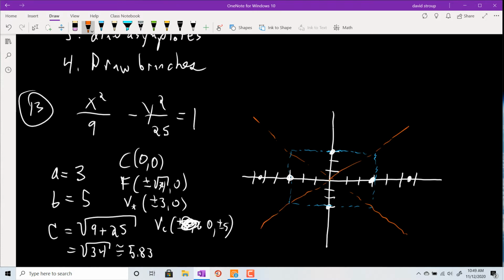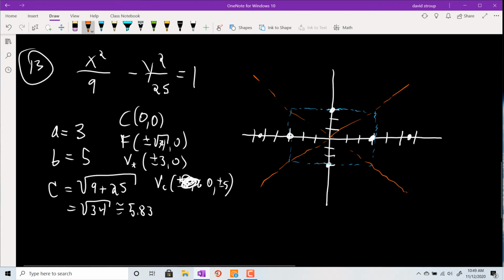Okay, the equations for our asymptotes, if they ask, and I don't think they always ask, but sometimes they do, it'll just be y equals, for this orientation, you're going up or down by b, and then over by a. So it's going to be plus or minus 5 thirds times x. And then what else? I got to draw the branches. Okay, so a lot of work to get one of these things. It should go through the vertex there.